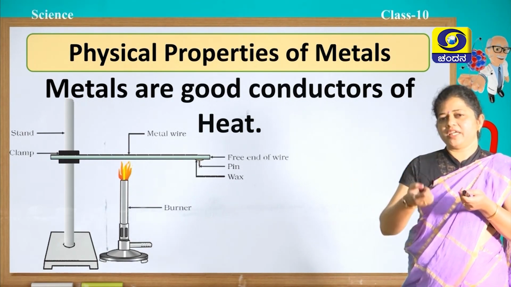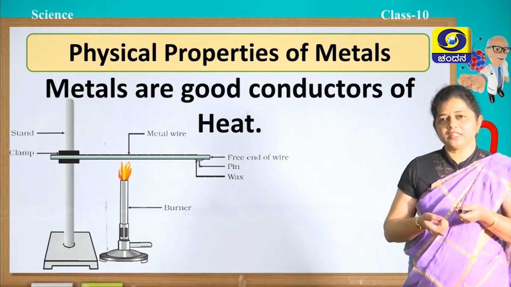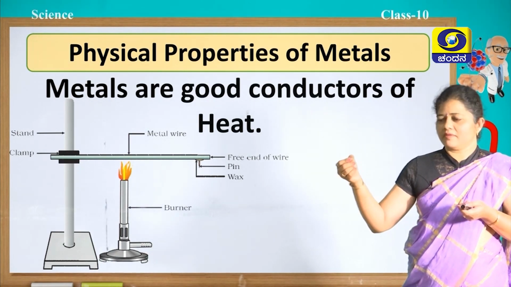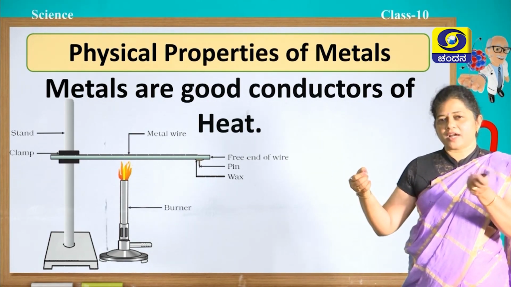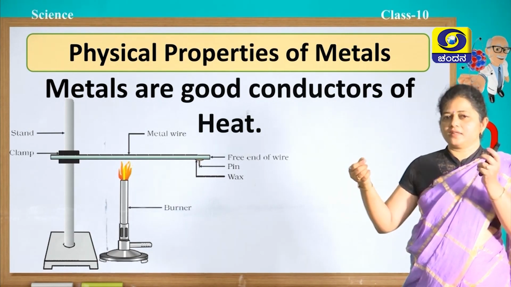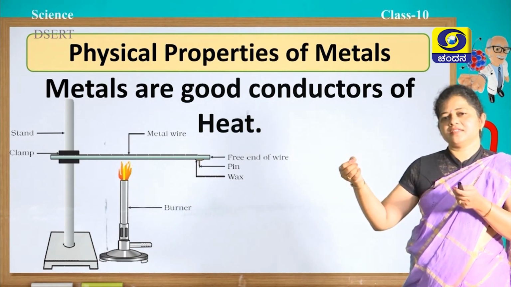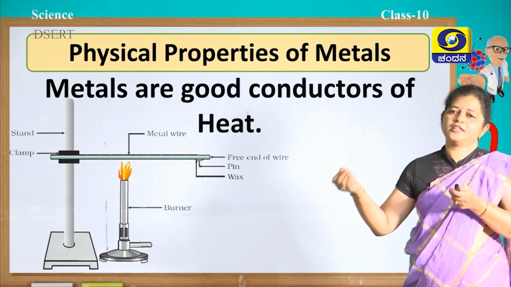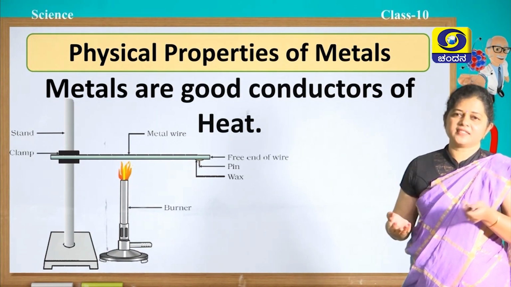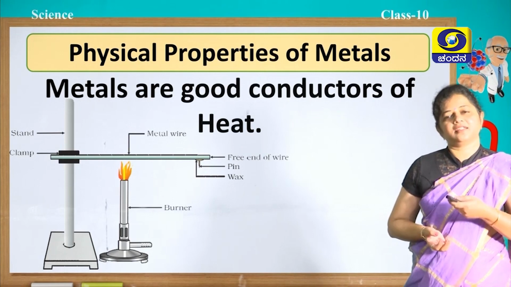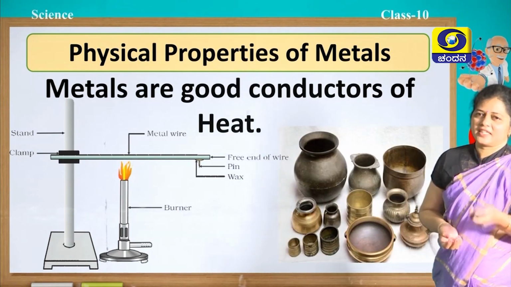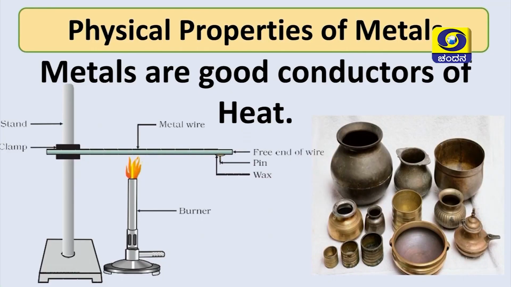Now if you heat a metal, and if you put a wax at the end of that wire to be tested, then you can see if it really conducts heat, that the wax at the other end should melt. If it melts, it is a good conductor of heat, otherwise it is not. I told you that is why we use it in utensils.